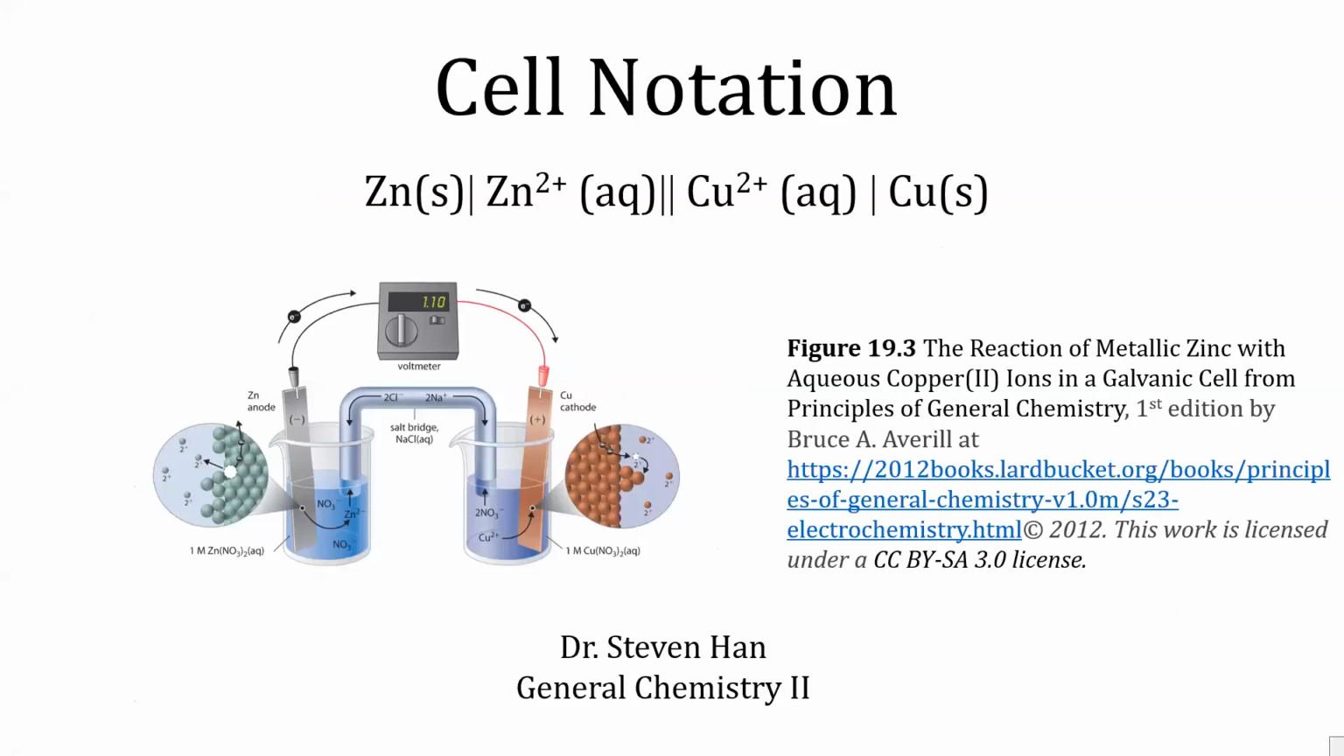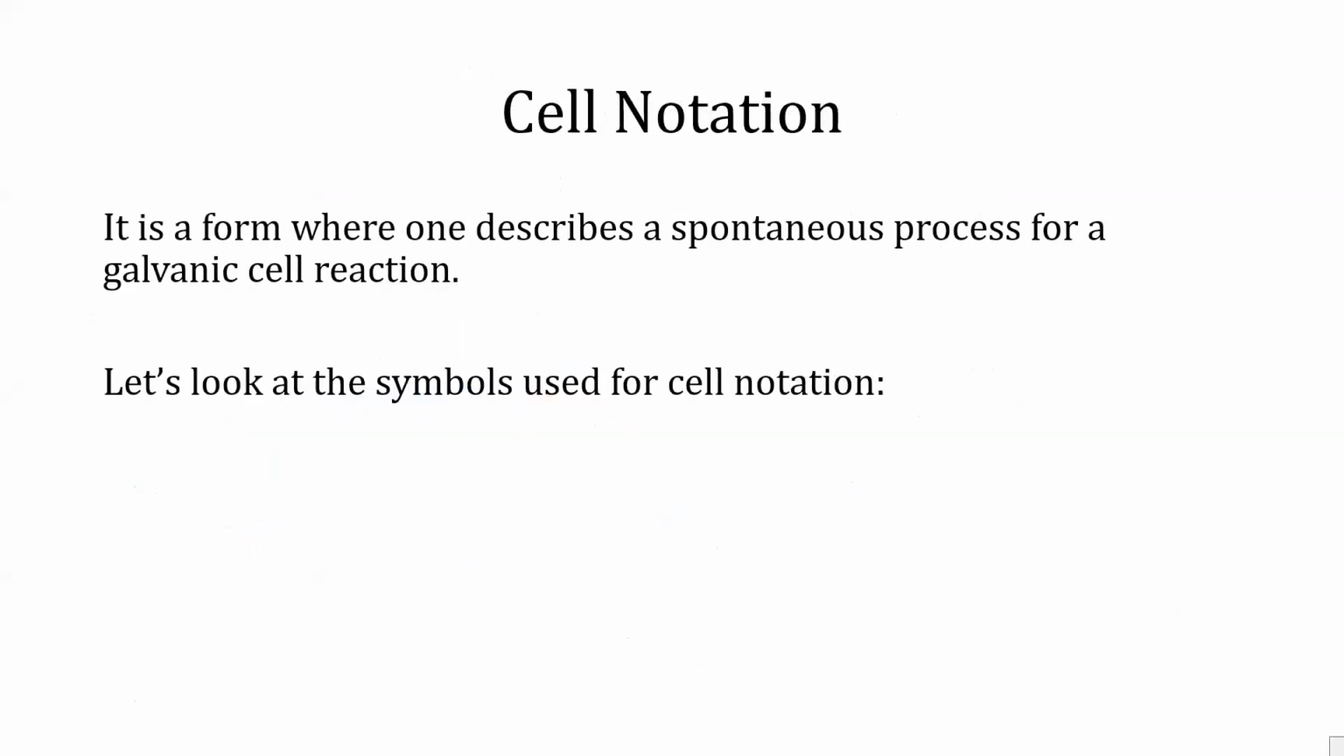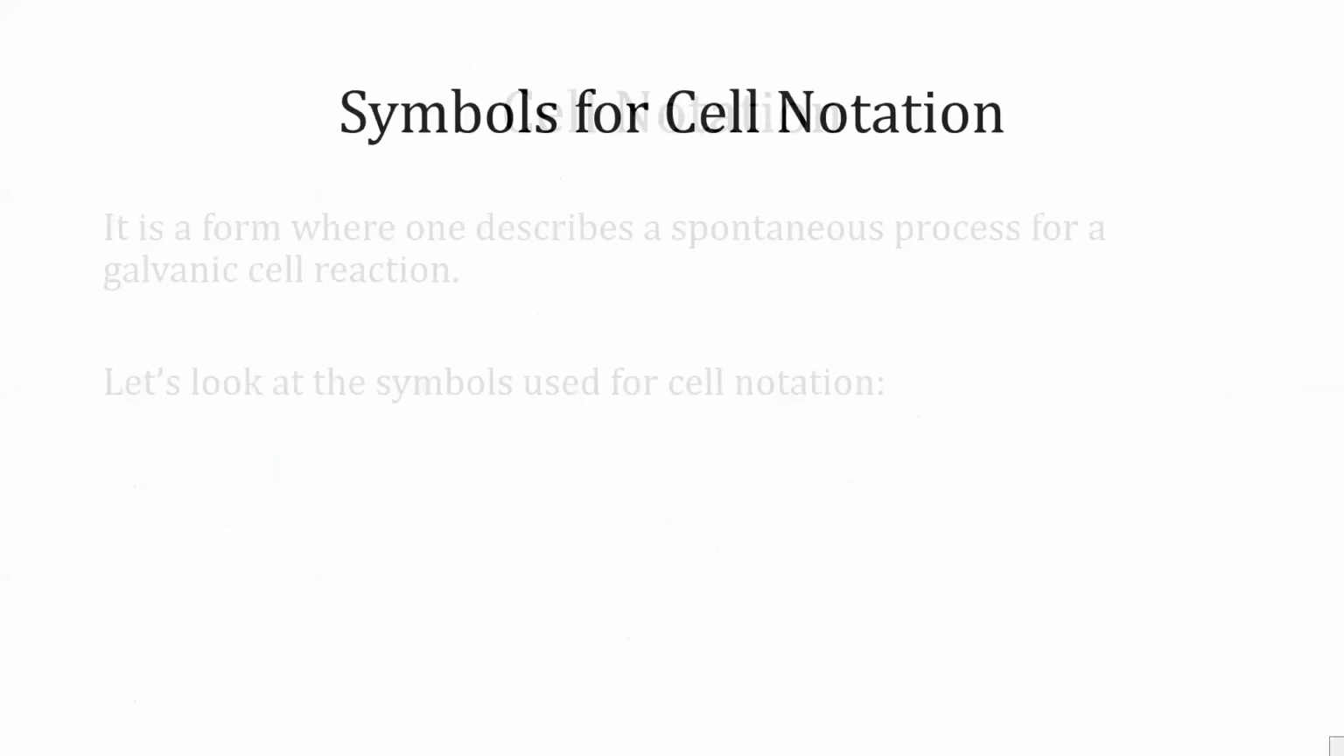This lecture is on learning how to write the cell notation of spontaneous redox reactions. Cell notation is an alternative form where one describes a spontaneous process for a galvanic cell reaction. Let's look at the symbols used for cell notation.